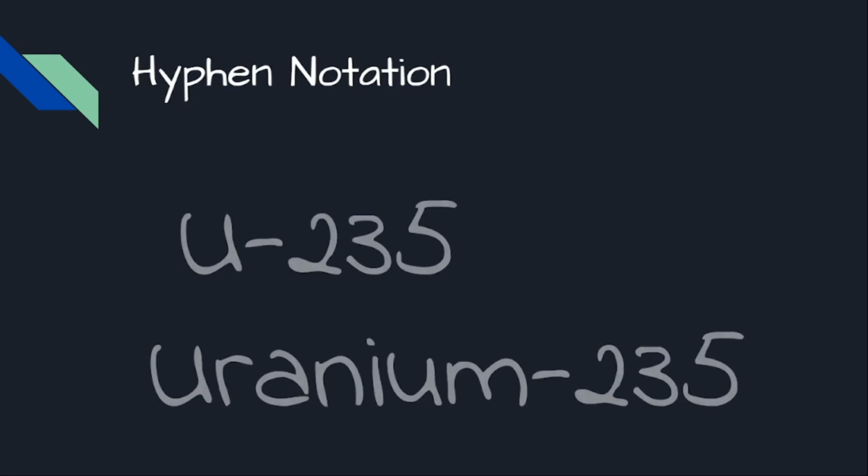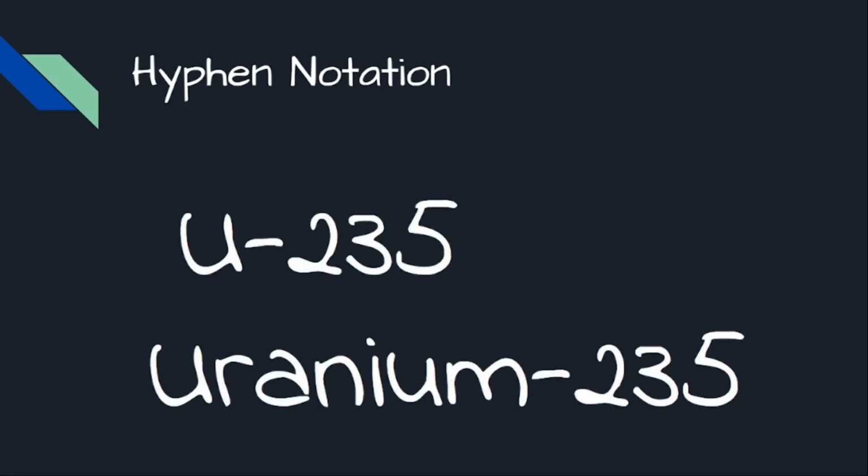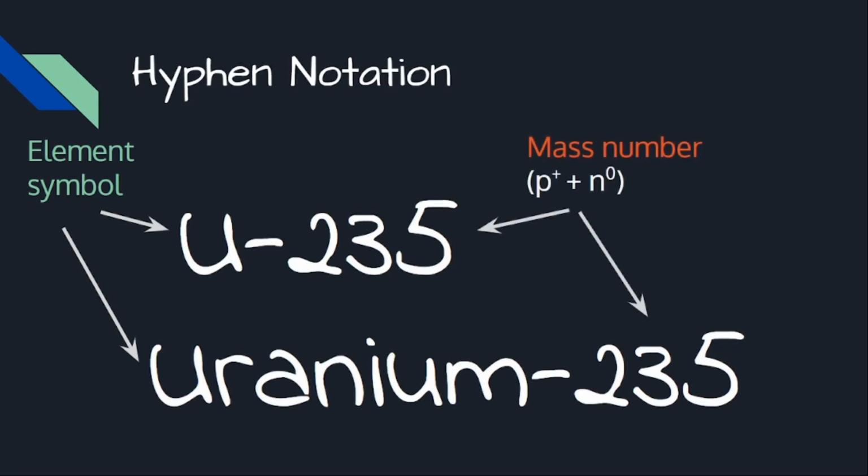So let's review our notation. I can do it this way, where I just have the atomic symbol and then the mass number after it. Or I can write out the entire name and then put the mass number after it. This is what we call hyphen notation. I don't have to tell you the number of protons because you can look it up on the periodic table. You can find uranium and see that it has 92 protons, which means the rest of my 235 has to come from the neutrons.